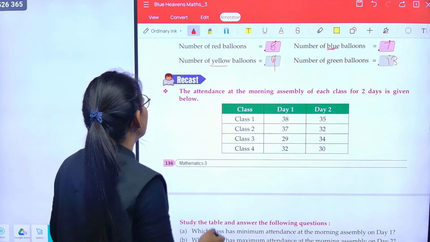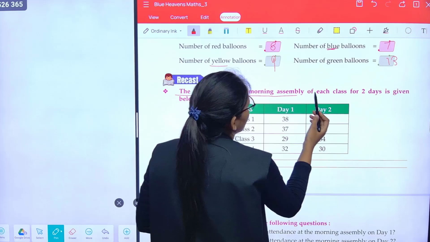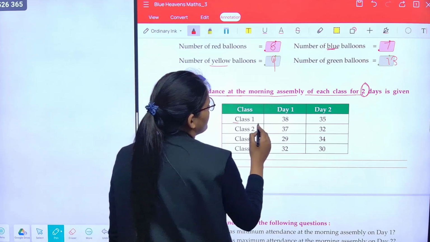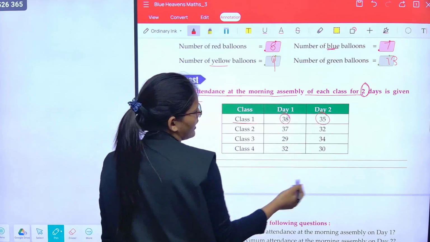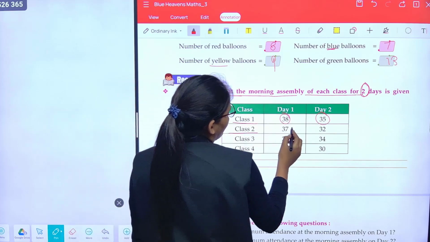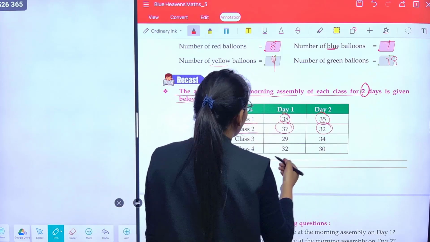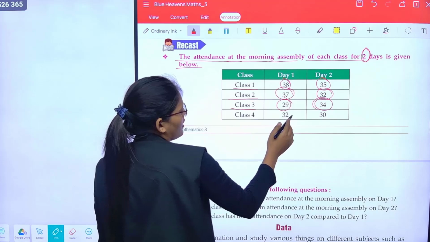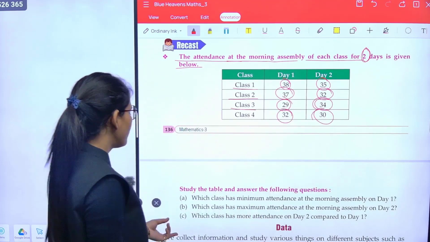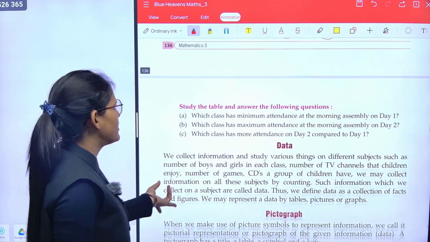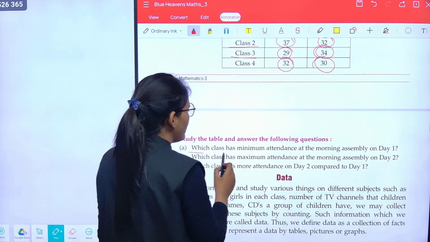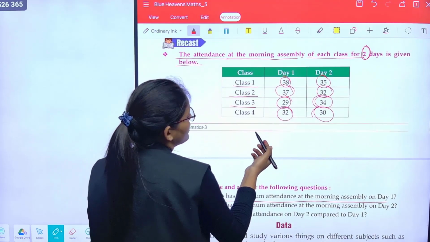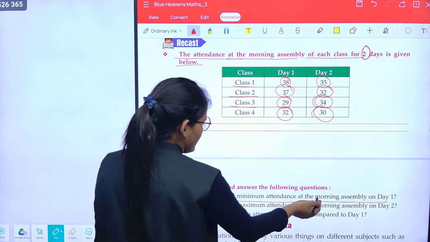Understand? Now students, the attendance at the morning assembly of each class for 2 days is given below. Class first: day 1, 38; day 2, 35. Class second: day 1, 37; day 2, 32. Class third: day 1, 29; day 2, 34. Class fourth: 32 and 30. Study the table and answer the following questions. Which class has minimum attendance at the morning assembly on day 1?